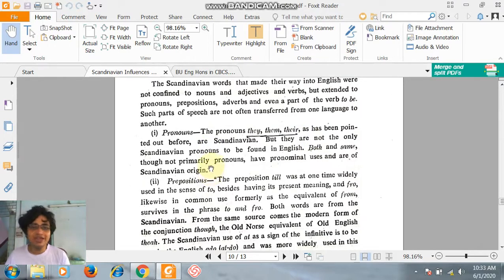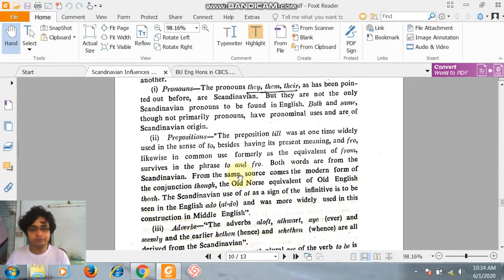So very basic foundational words that we use in our everyday vocabulary, they, them, their, were essentially Scandinavian in origin. But they are not the only Scandinavian pronouns to be found in English. Both and same, though not primarily pronouns, are prenominal uses and of Scandinavian origin.